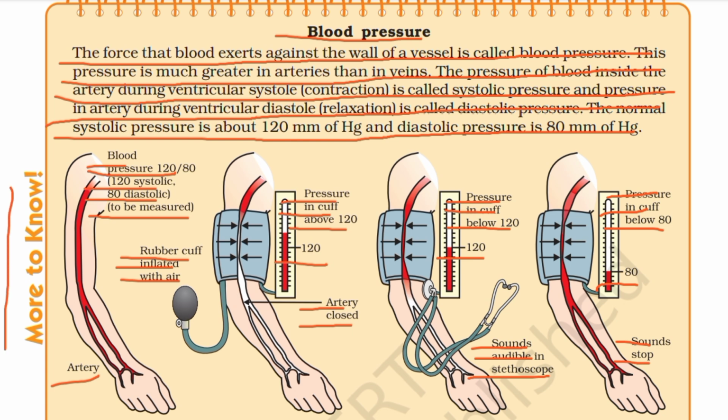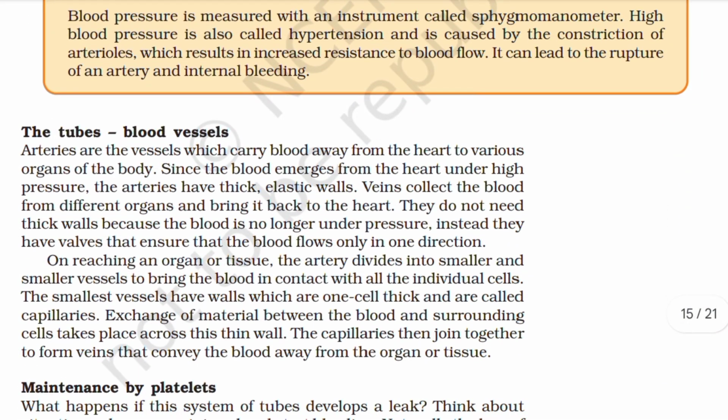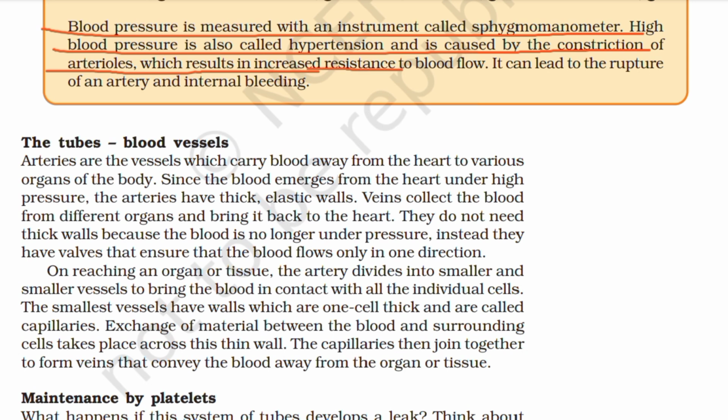More to know. Blood pressure is measured with an instrument called a sphygmomanometer. High blood pressure is also called hypertension and is caused by the constriction of arterioles, which results in increased resistance to blood flow. It can lead to the rupture of an artery and internal bleeding.